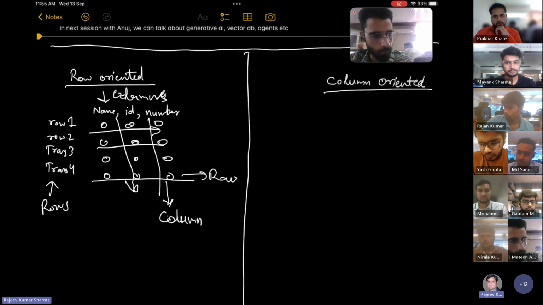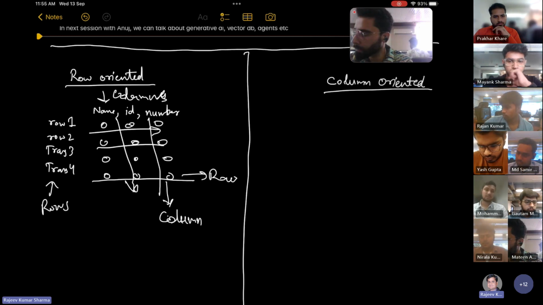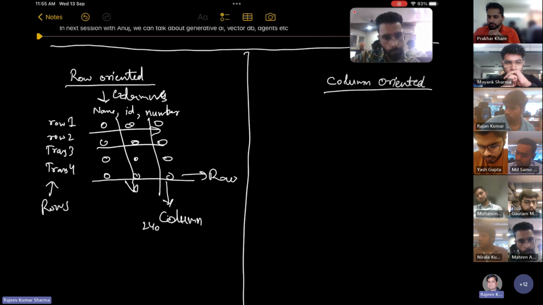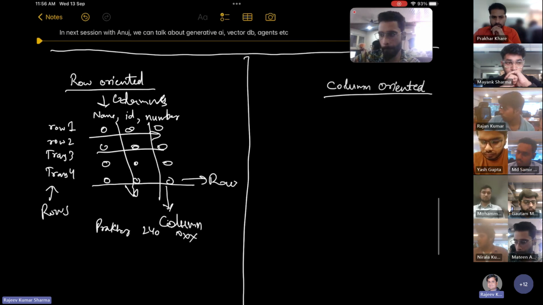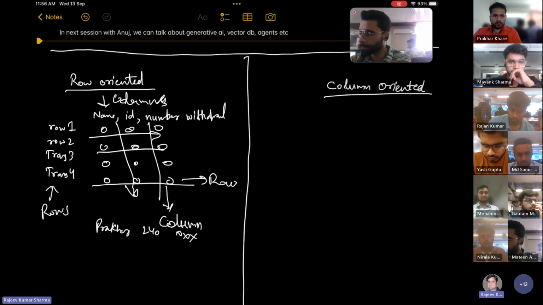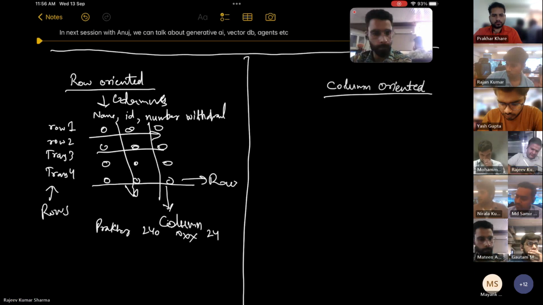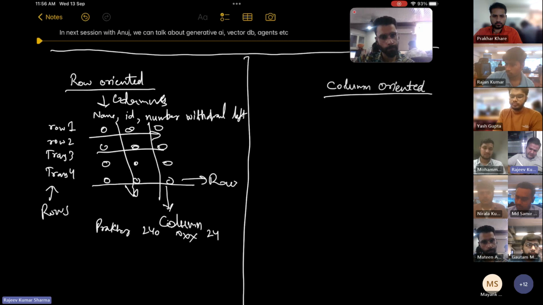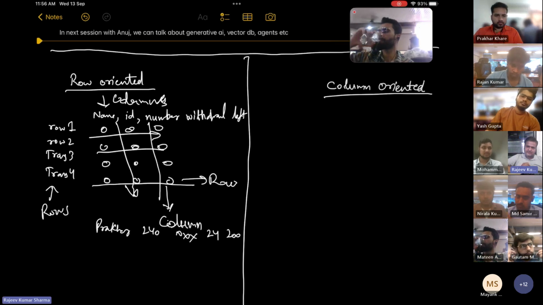A row is normally a transaction. Let us take an example of a bank database. Here we are storing the customer ID of a person, may it be 240, the name of the person, may it be Prakhar, and the mobile number of the person. This is how databases work normally. Let us take another column, withdrawal. Withdrawal is 24 rupees and total left, may he have 200 rupees left in his account. This is how an actual banking database will work.